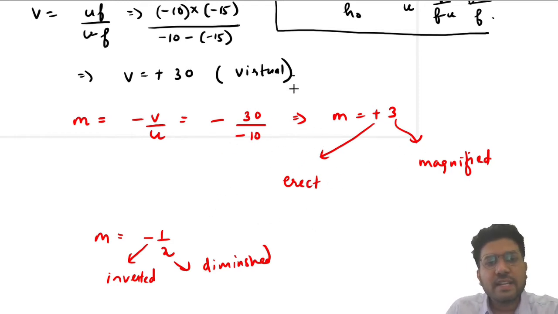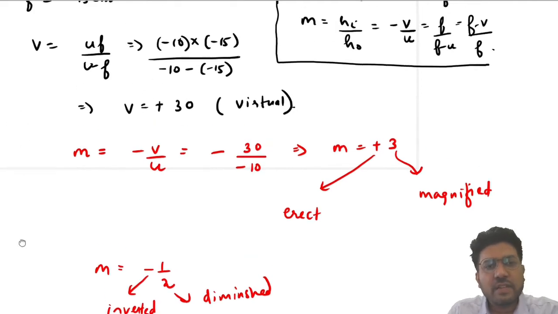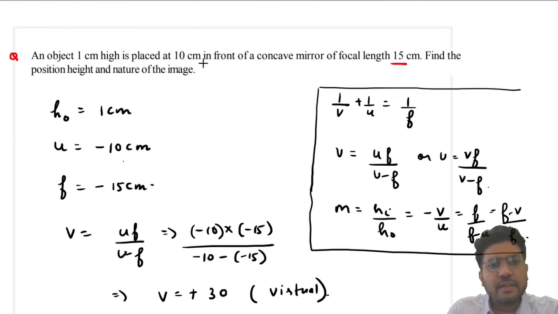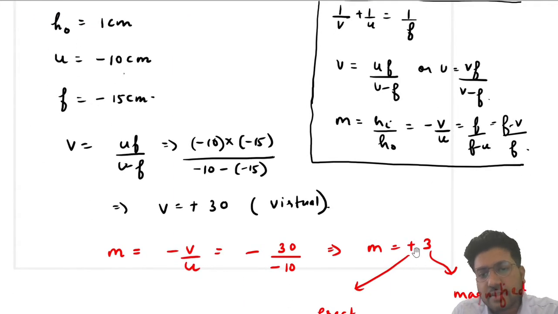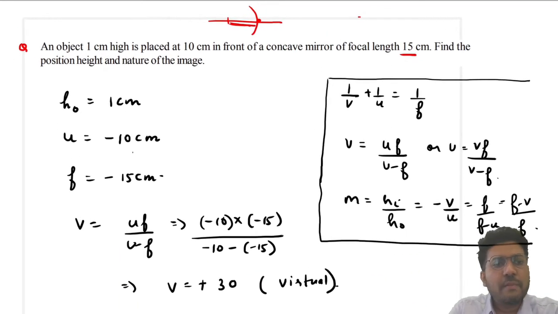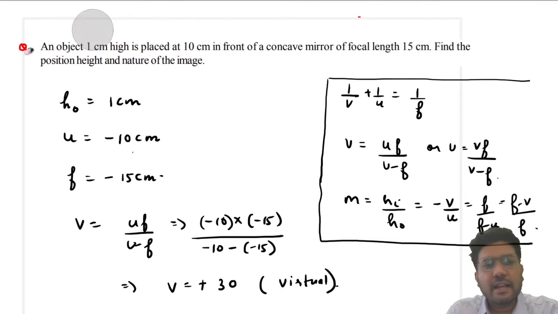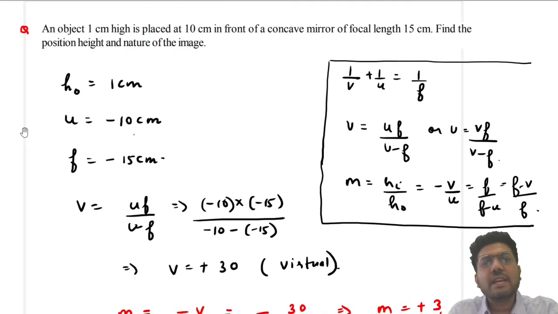You could have said all these things about the nature of the image from the data itself. See, there is a concave mirror, object is between pole and focus. When the object is between pole and focus, image is formed anywhere between pole and infinity behind, that is a virtual image. We have got here image is virtual, erect, magnified. You can see here virtual, erect, magnified. So once you remember the data that we have written in the last class, you will be able to check whether whatever answer you have got is correct or not.